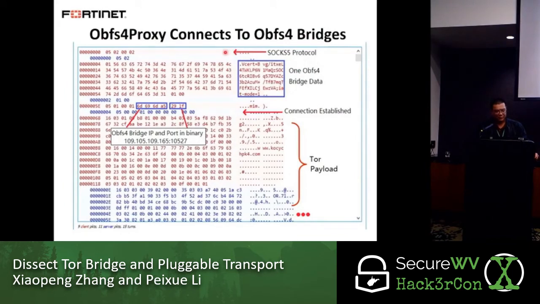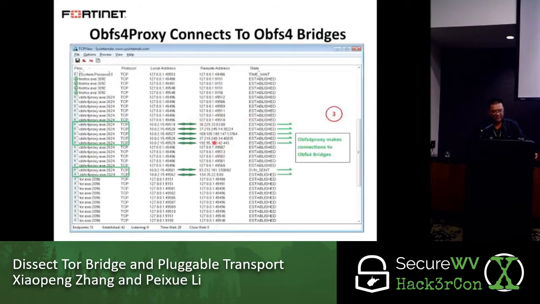This is Wireshark again. It shows that Tor sends the OBFS4 bridge to obfs4proxy and receives this successful status packet, this one in blue. And the following traffic is the Tor payload to be transported by the OBFS4 client.